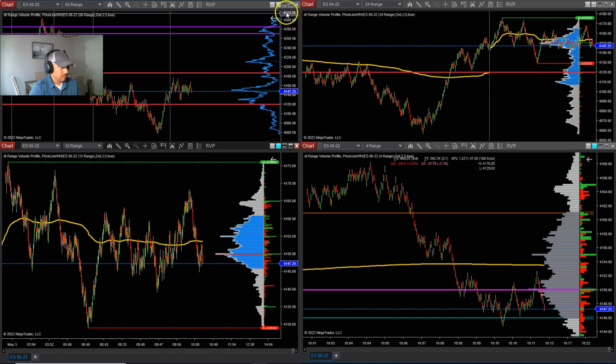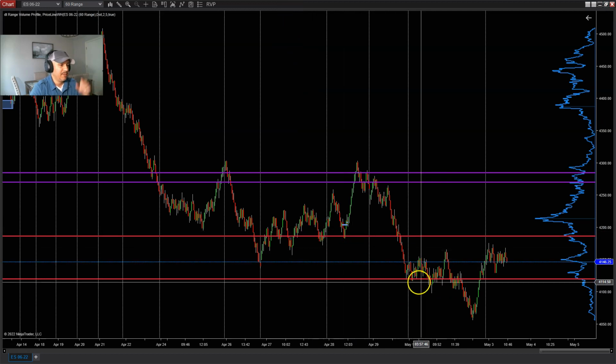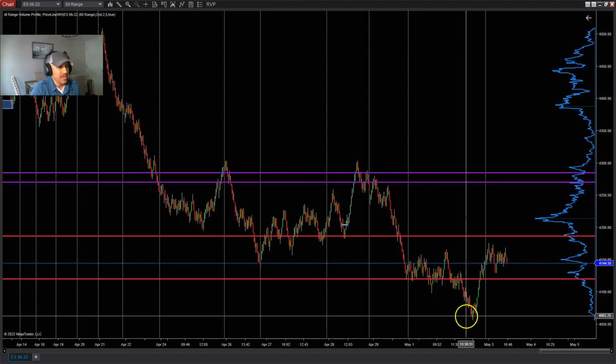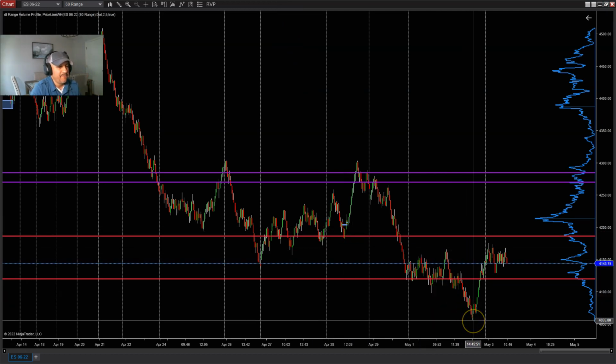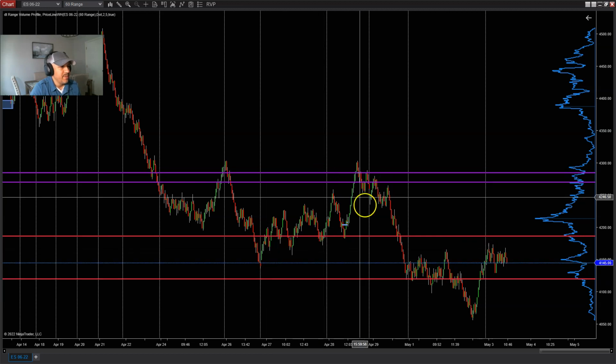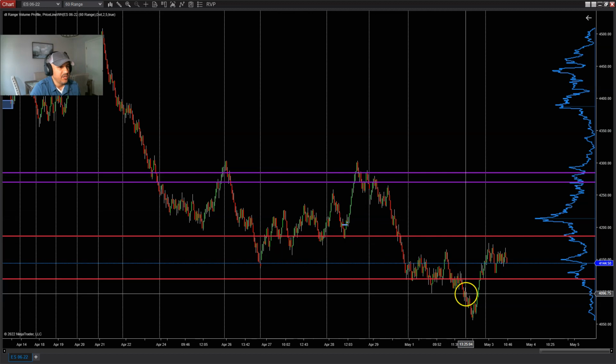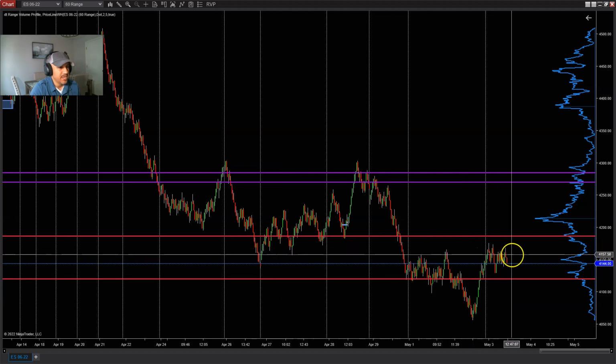So looking at the 60 range chart, price continued to dip lower yesterday, making a low here at 40.55. Then it retraced back. So basically, we're retracing, pulling back. We do have this major area of the swing right here. Okay, so this is resistance here. Price is pulling back into it. You can see it rejecting right now.